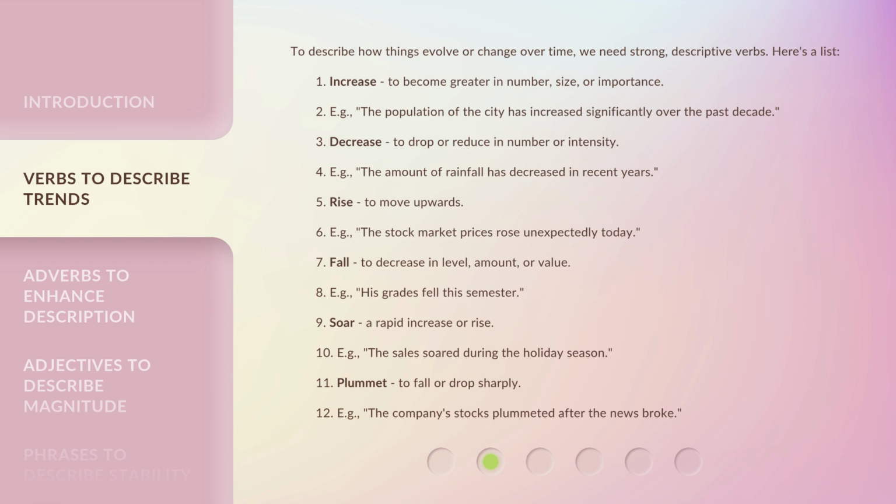4. Fall, to decrease in level, amount, or value. E.g., his grades fell this semester. 5. Soar, a rapid increase or rise. E.g., the sales soared during the holiday season. 6. Plummet, to fall or drop sharply. E.g., the company's stocks plummeted after the news broke.